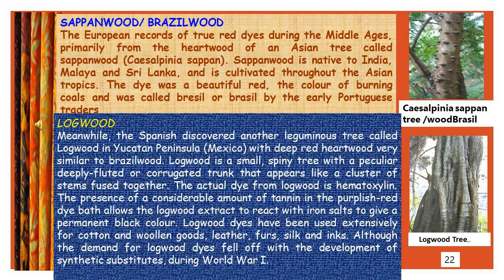The presence of a considerable amount of tannin in the purplish red dye bath allows the logwood extract to react with the iron salt to give a permanent black color. Logwood dyes have been used extensively for cotton and woolen goods, leather, fur, silk and inks. The demand for logwood dyes fell off with the development of synthetic substitutes during the First World War.